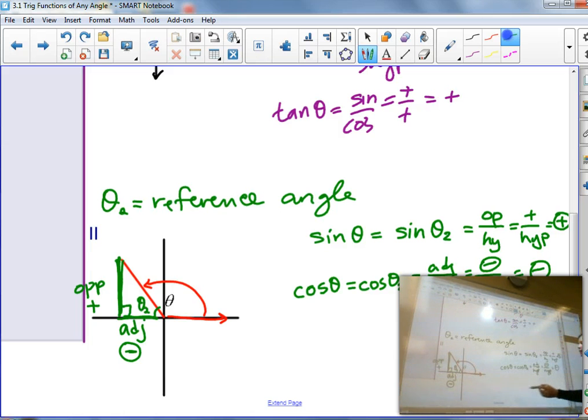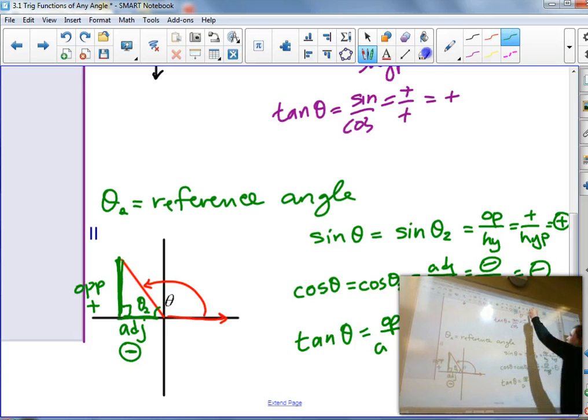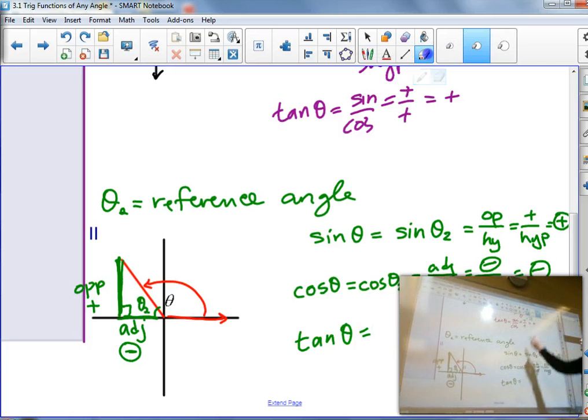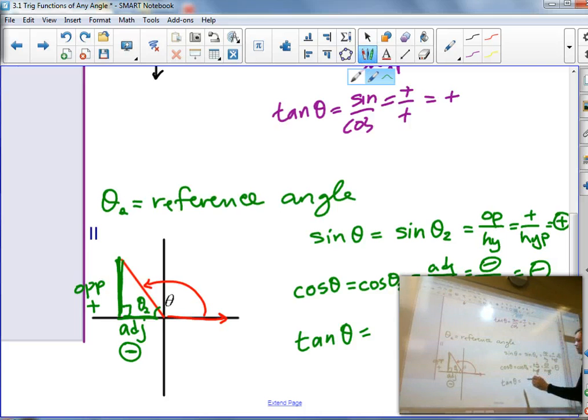And if my sine is positive and my cosine is negative, and the tangent is sine over cosine, the tangent's going to be positive over negative, which is also negative. So in summary, in quadrant 2, the sine is positive, the cosine is negative, and the tangent is negative.